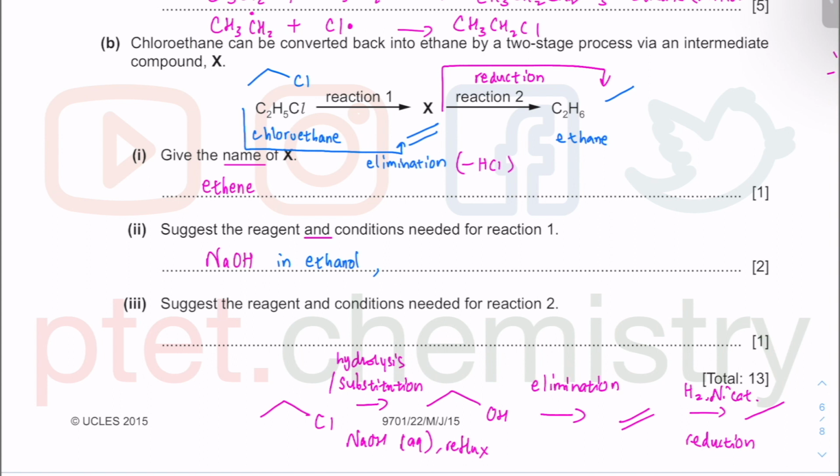So here, the NaOH in ethanol, and you also have to reflux it as well. Now suggest the reagent and conditions needed for this reduction. So we need the H2 as your reactant. Let me write that better. And you also need the nickel catalyst.